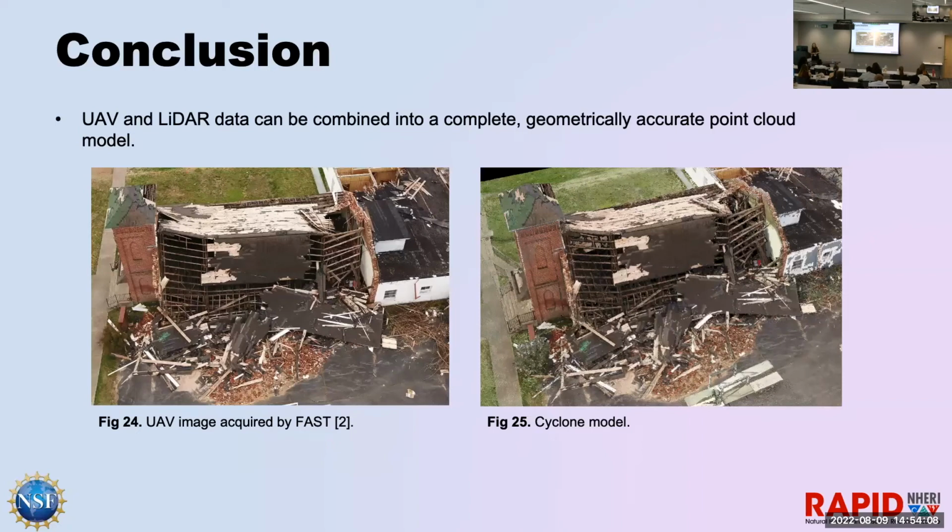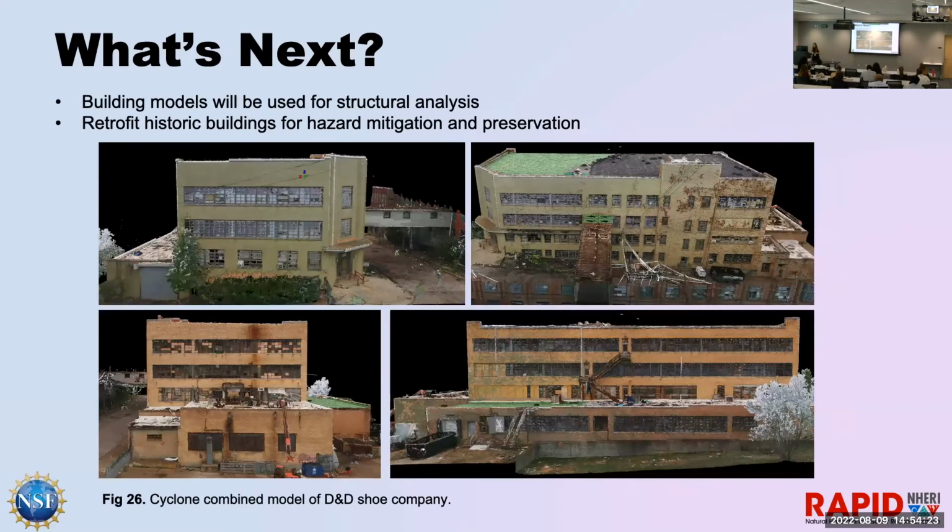Here on the left, you can see an actual drone image acquired by the FAST team compared to what the final Cyclone model looked like. I just think it's super cool how much they look like the picture. And then what's next for these buildings? They're going to be used for structural analysis so that we can begin to learn how to retrofit historic buildings for hazard mitigation as well as historical preservation. And here's another example of one of the buildings that I made.